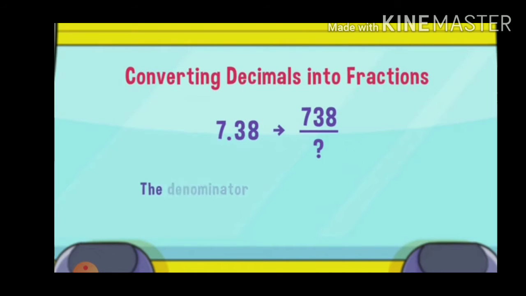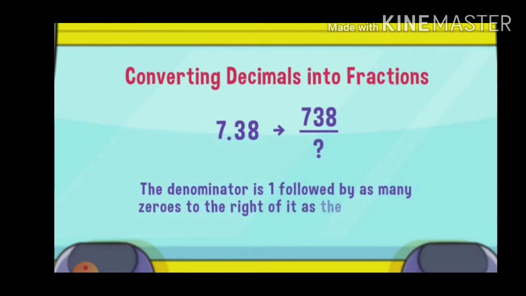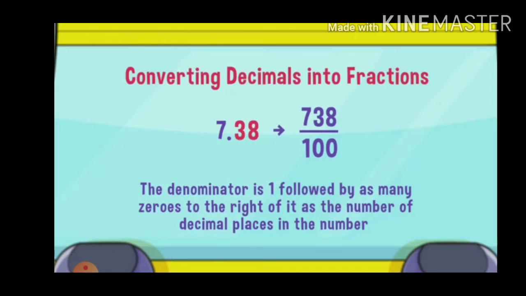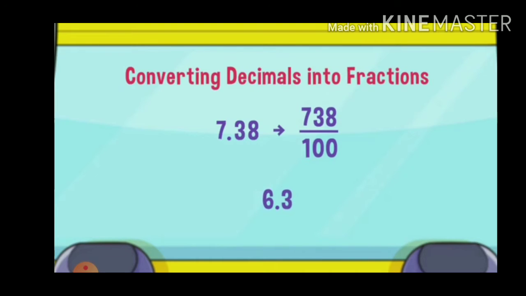Step 2. The denominator is 1, followed by as many zeros to the right of it as the number of decimal places in the number. As 7.38 has 2 digits after the decimal point, the denominator will be 1 followed by 2 zeros, which is 100. Thus, 7.38 is equal to 738 upon 100. Similarly, for the decimal number 6.3, the numerator of the fraction will be 63 and the denominator will be 10. Thus, 6.3 is equal to 63 upon 10.